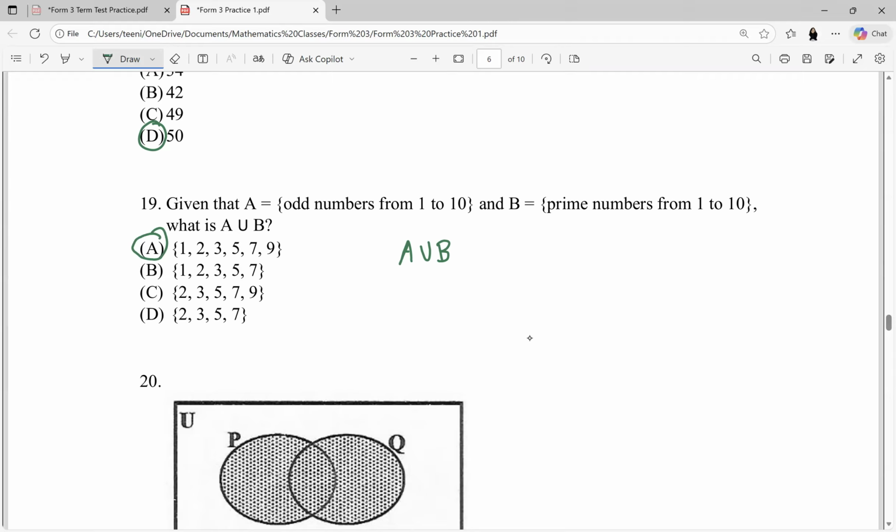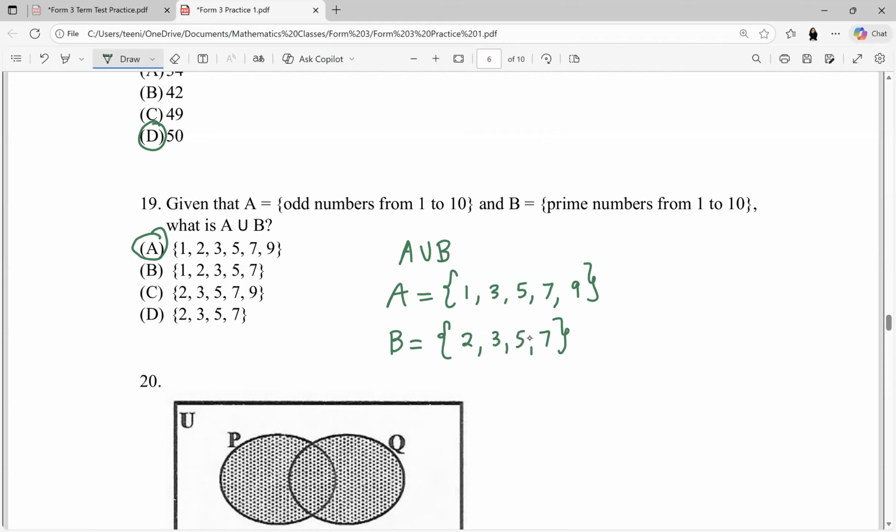So A is your set, I'm just writing it out. A is your set 1, 3, 5, 7, and 9. And B, which are the prime numbers from 1 to 10, would be 2, 3, 5, and 7. By the way, 1 is not a prime number. A prime number is a number that has two factors, one and itself. One only has one factor, just one.